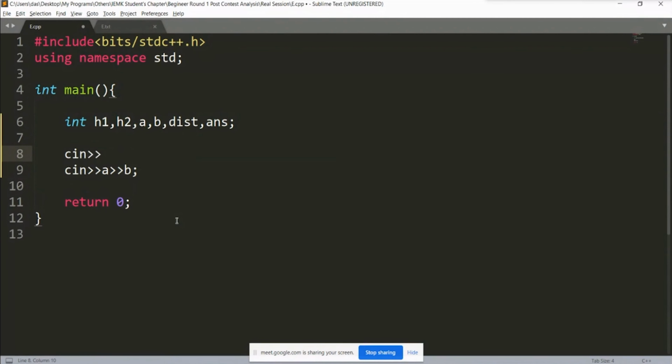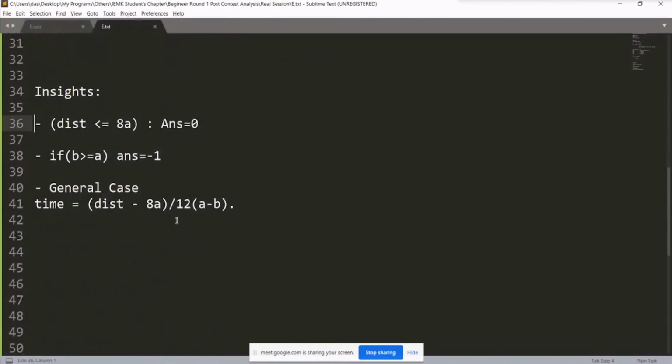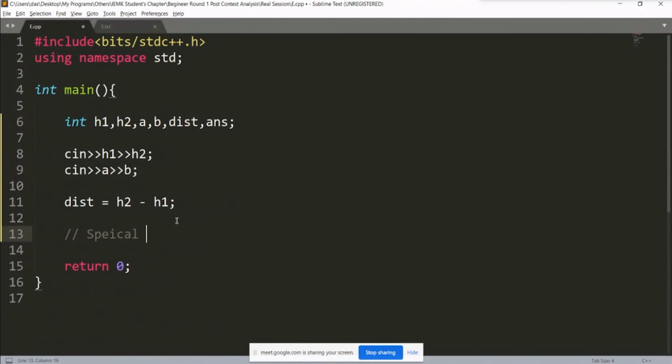I mean, sorry, this should come first according to the input format. And then what I do is I will store H2 minus H1. And then we will first handle the first special case that we had here, that if distance is less than equal to 8a, then the answer is 0. So if distance is less than equal to 8 times a, then the caterpillar will reach its destination in the 0th day itself.